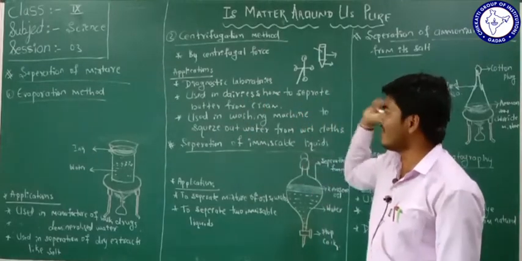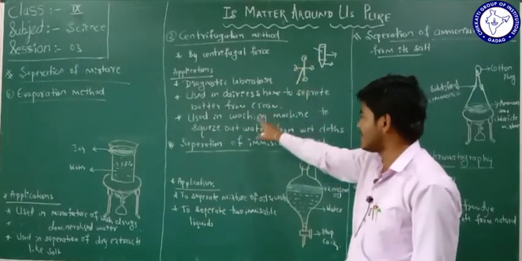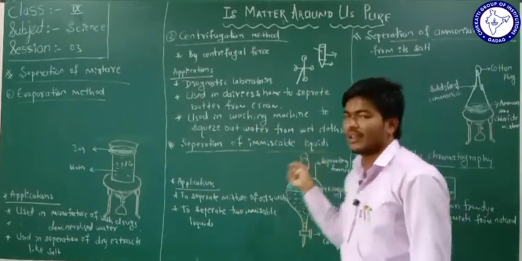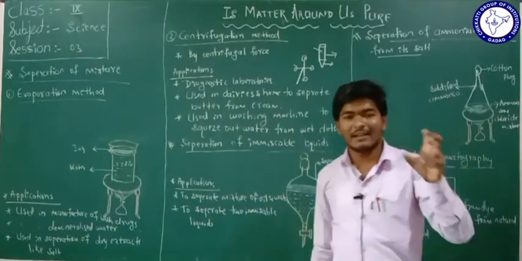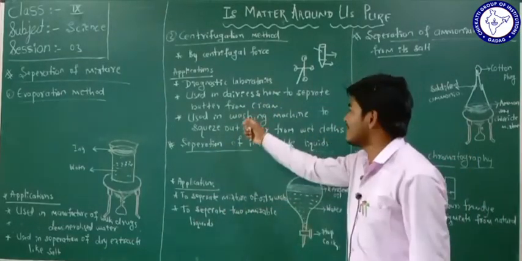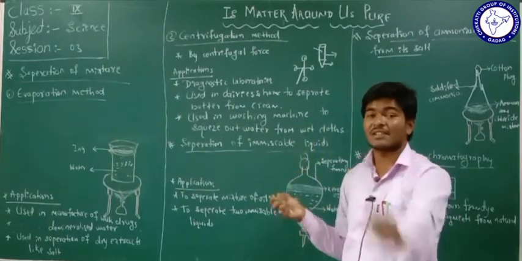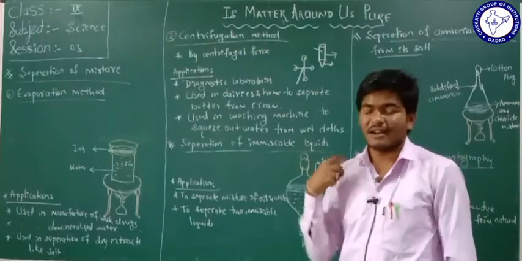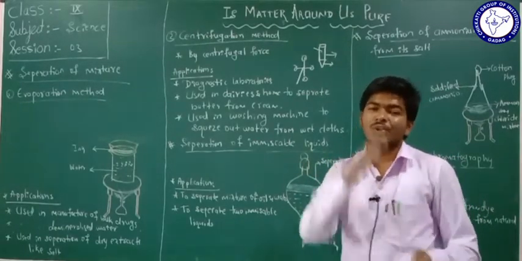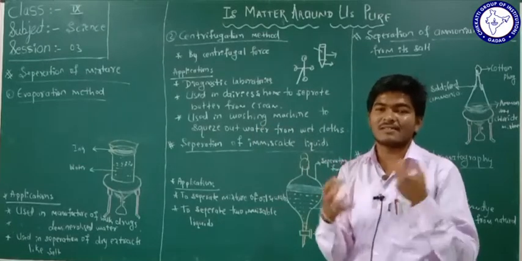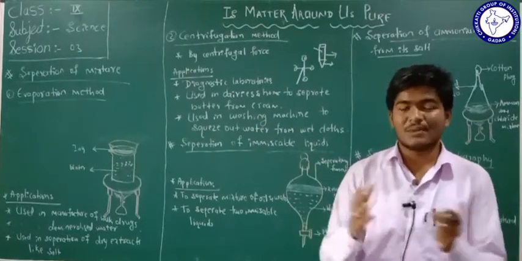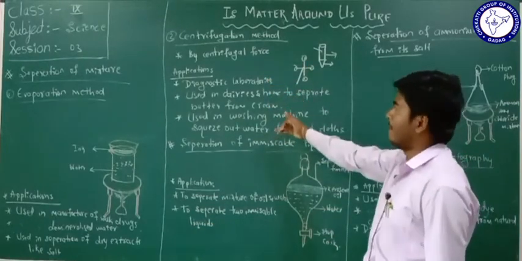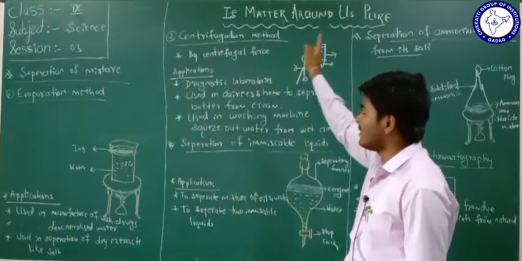Is it clear? Another application of the centrifugation method is in washing machines, to squeeze out water from wet cloth. So in which machine will this method be utilized? That is nothing but the washing machine. In the washing machine, we use it to squeeze out the water from the wet clothes. Is it clear? So what happens in the machine? Our cloth is rotated very fast. In that process, the water present in our wet cloth is separated by this centrifugation method. Is it clear? So these are the applications of separation by centrifugation.